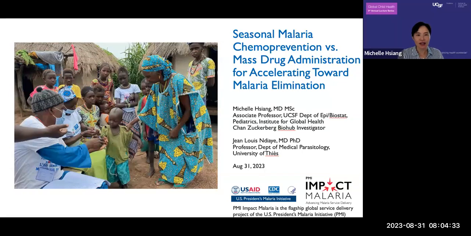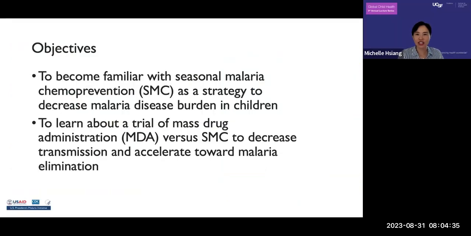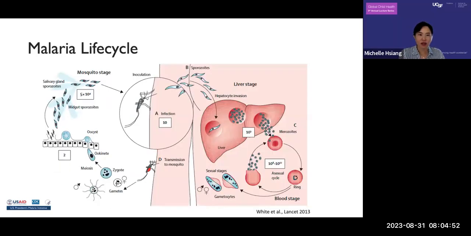So the objectives of this session are to become familiar with seasonal malaria chemoprevention as a strategy to decrease malaria burden in children, and to learn about this trial of mass drug administration versus SMC to decrease transmission and accelerate toward elimination. Just to review the life cycle, because it will become relevant for the design of the intervention.